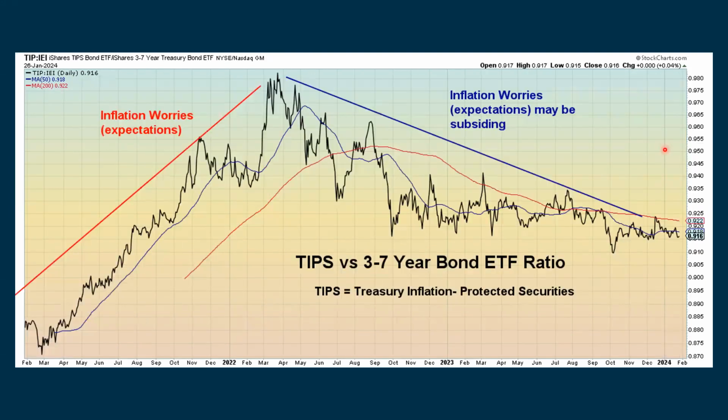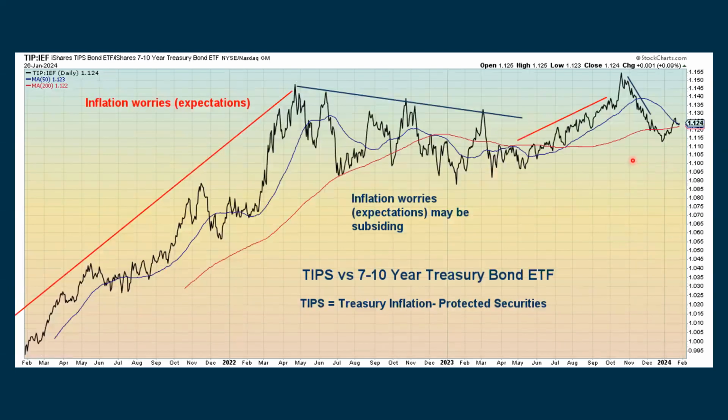Then this is looking at TIPS, which are Treasury inflation protected securities. When this is going down, that means that the market isn't as worried about inflation, but we're starting to see this go back up again when we look at TIPS versus further out bonds. We want to watch this. If this continues to go up, that could cause some problems for stocks.